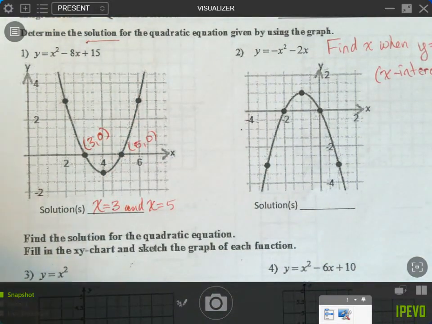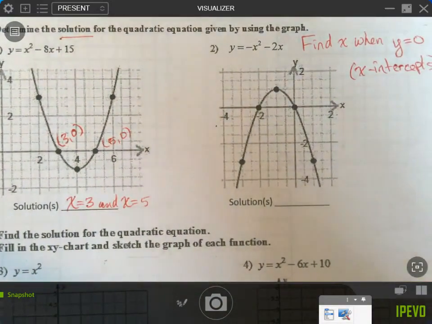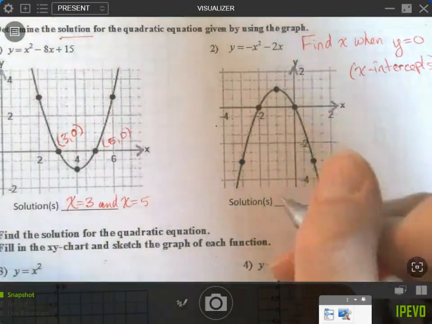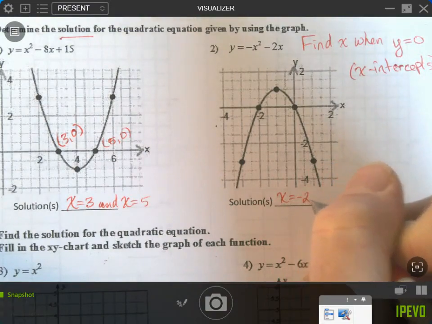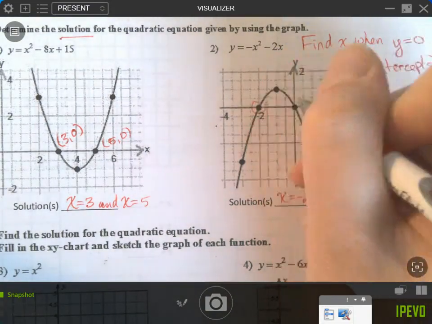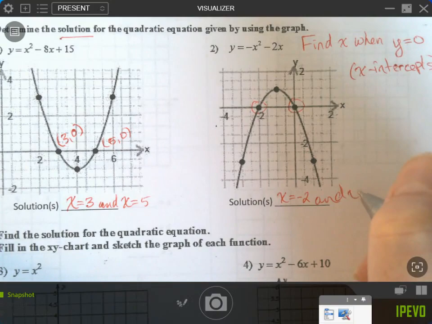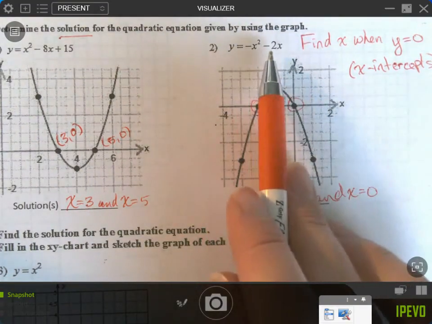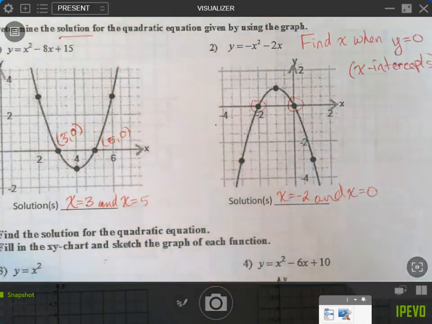So take a quick second and find the 2 x-intercepts on number 2. X is -2. And what else did you say? 0. And x is 0. They're right here and here. Okay, so that's how quick those two were. I didn't need to use the formula because they already gave me the graph or the equation.